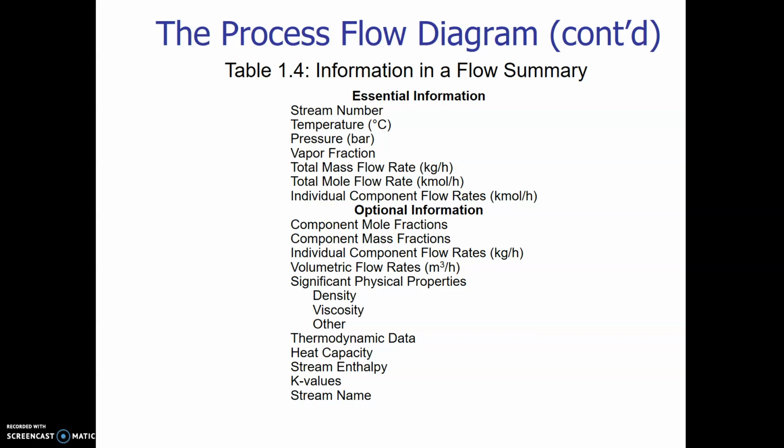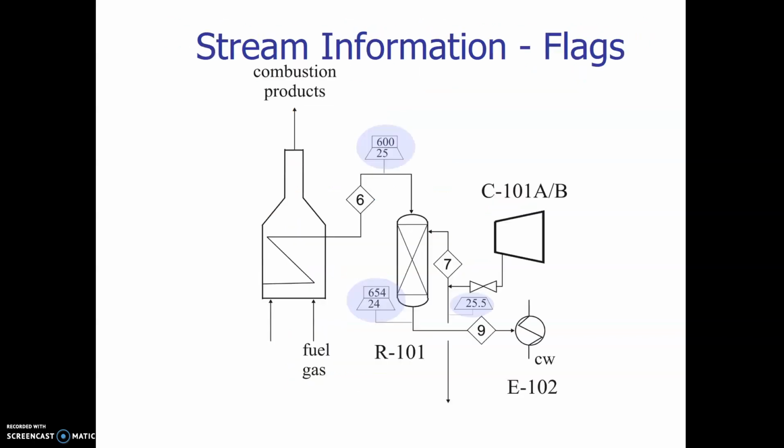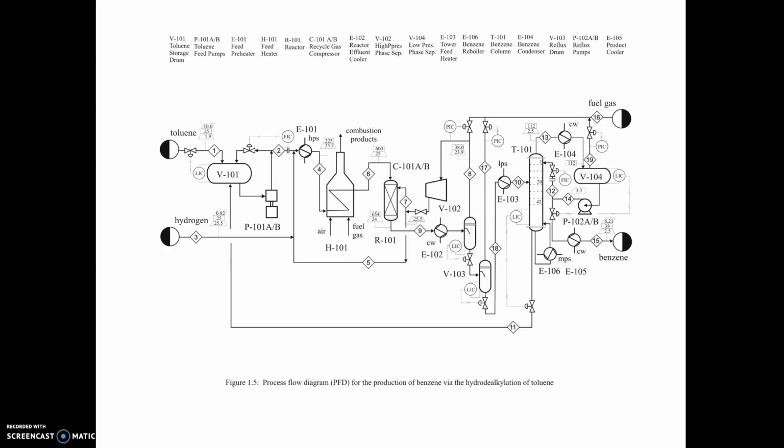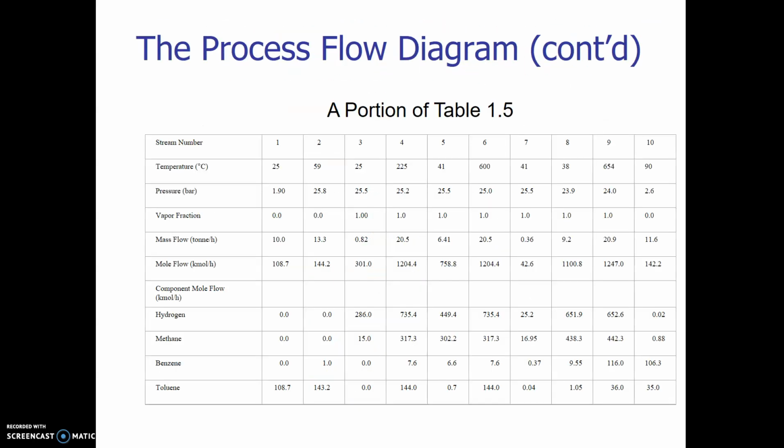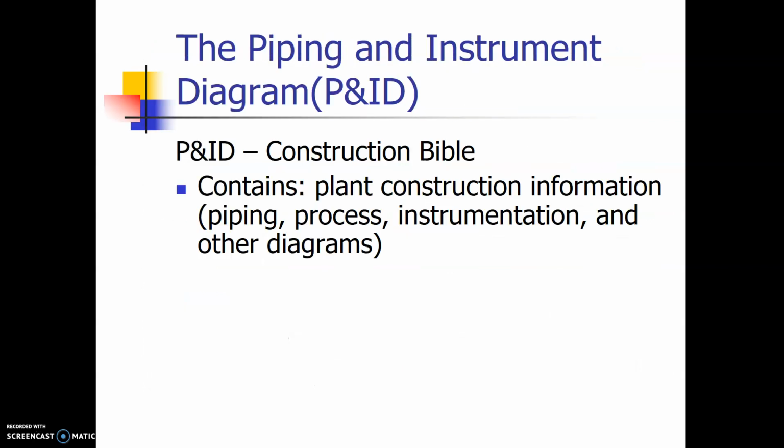So information such as temperature, pressures, vapors, total mass flows, total mole flows. You can also add in other components like density, viscosities, thermodynamic data, information that might be important to know, but not really important on this kind of a drawing, so you can add those in there. So you can have a table of information. So you say, at stream number 1, it should be these numbers. Stream number 2, it should be these numbers. And that way they can refer back to it when they are looking at their blueprints.